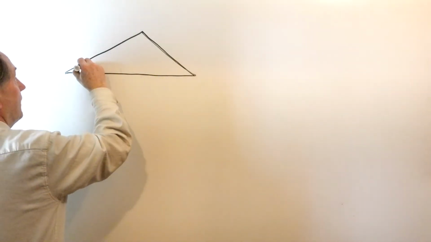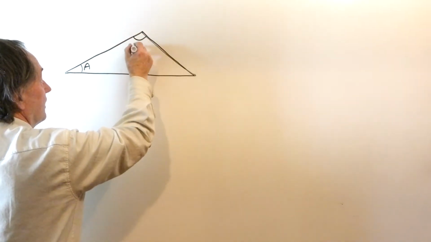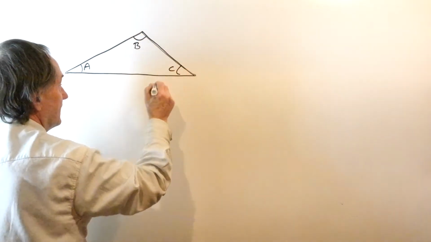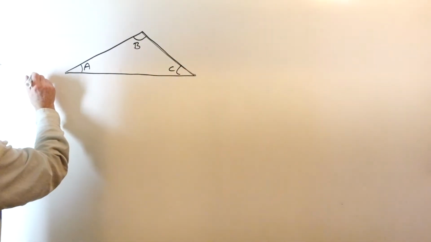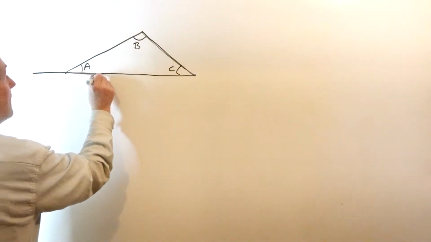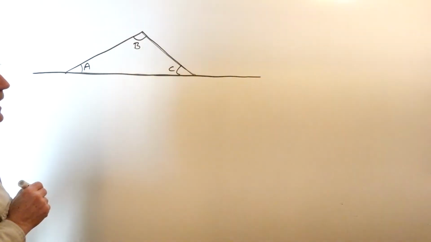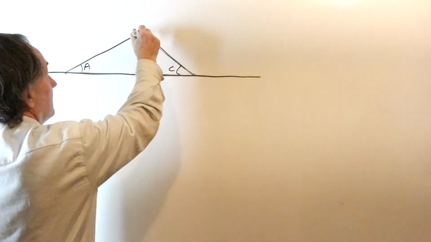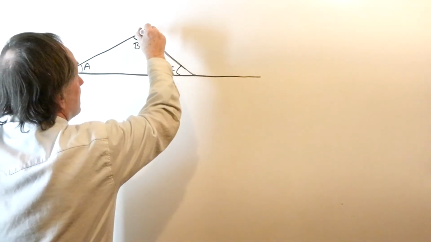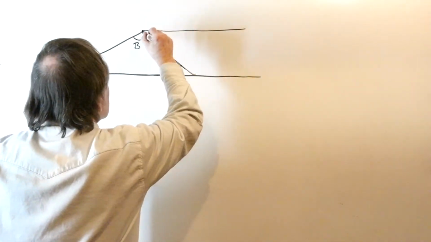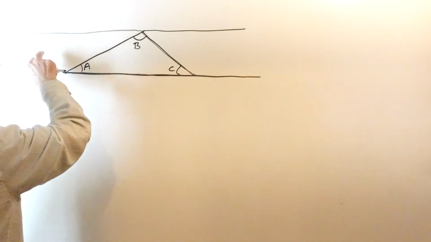Let's call the three angles on the interior of the triangle A, B, and C. Now what we're going to do is extend out the baseline of the triangle, and we're going to draw a line parallel to it that intersects the vertex of angle B. So this line is parallel to the base. These two lines are parallel.